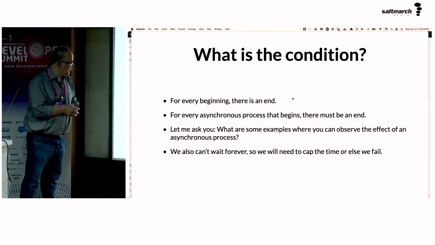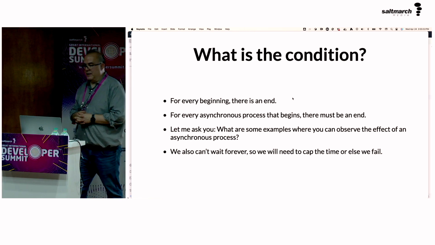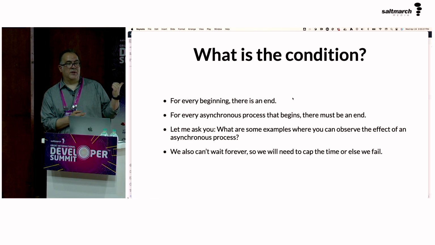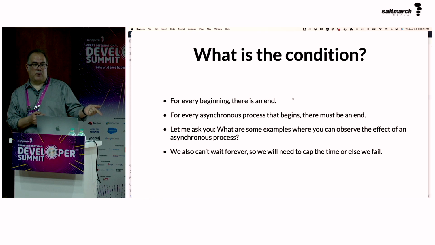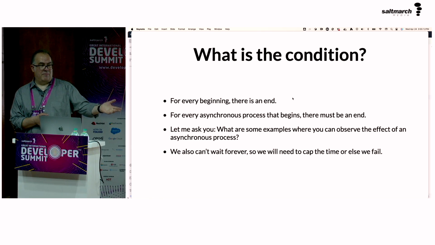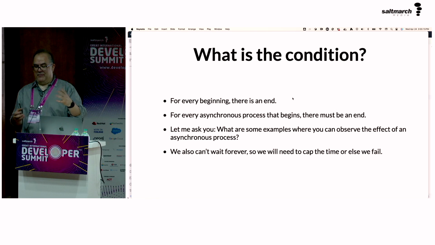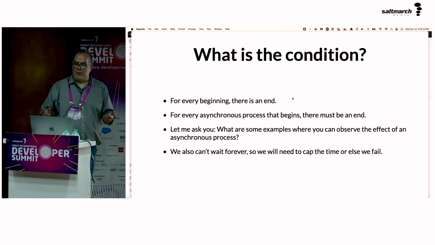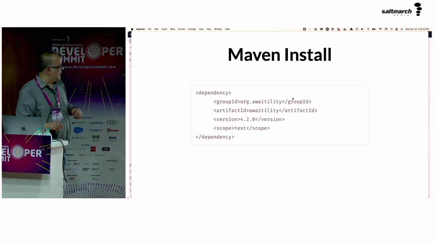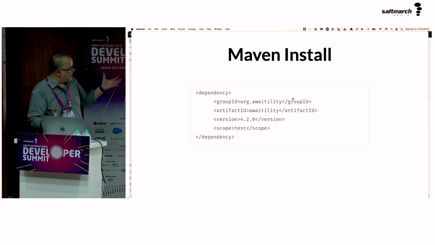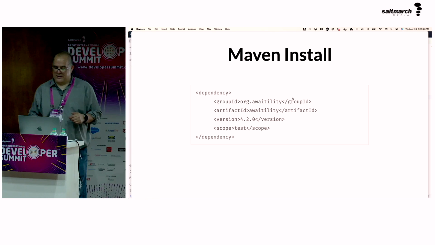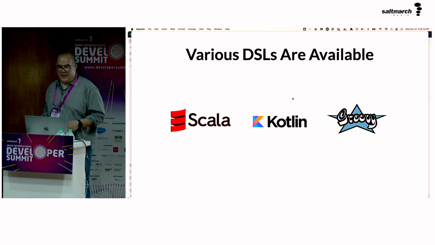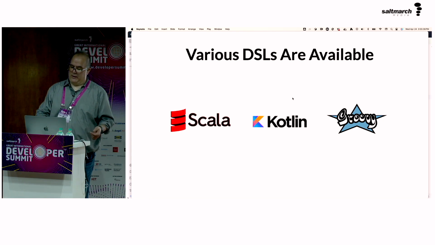So what are some examples where you observe an effect of an asynchronous process? Well, one was the database test, which is if I do an insert, I should probably be able to find a select based on that insert, right? It is atomic, but there's going to be some time before I'm able to see that result. You can't wait forever, so you may need to cap that with a particular timeout. And that's what Awaitility will do. And here it is, Awaitility. Just bring that in as a dependency in either Maven or Gradle. Very easy to do. And there are various DSLs that are available for Scala, Kotlin, and Groovy.